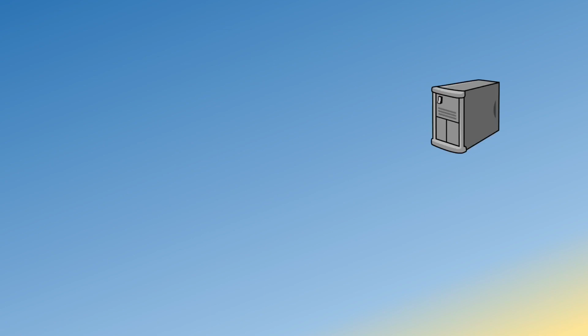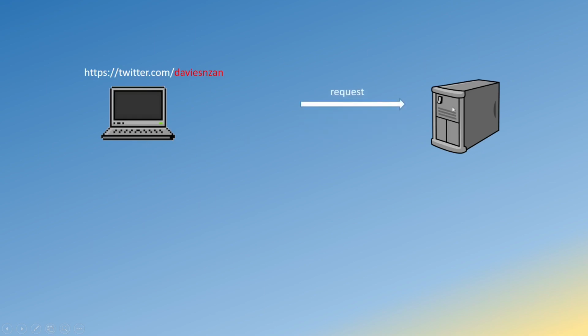Now I want to explain the client and server connection. We have our server, as you can see here, just sitting there. It's probably on. And we have our client. The client is yourself, your laptop, your phone, whatever. For example, you want to go to a web page like twitter.com/Davidson. You put that into your browser, and your browser sends a request to the server.